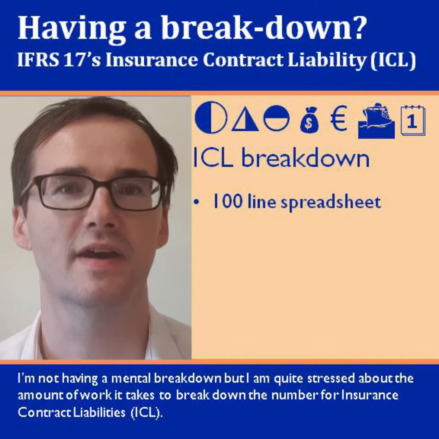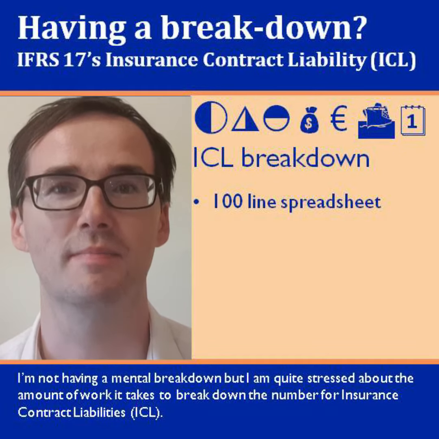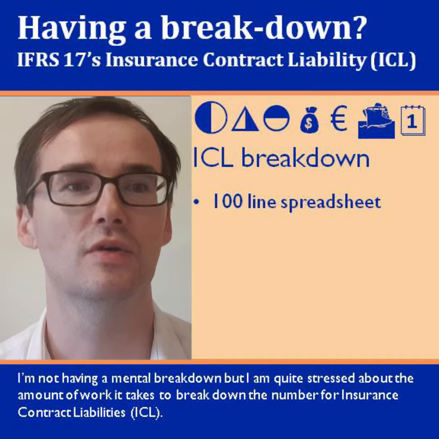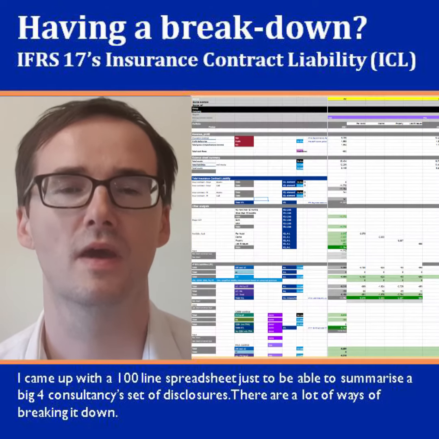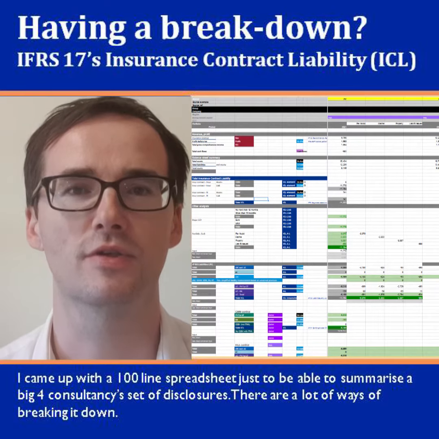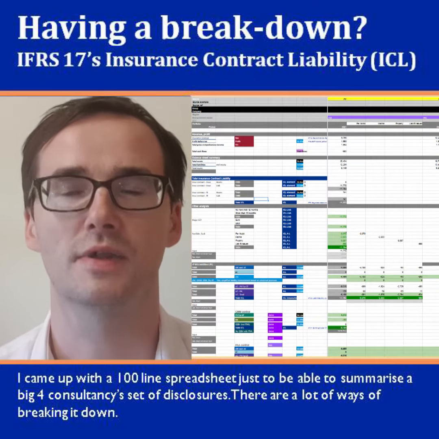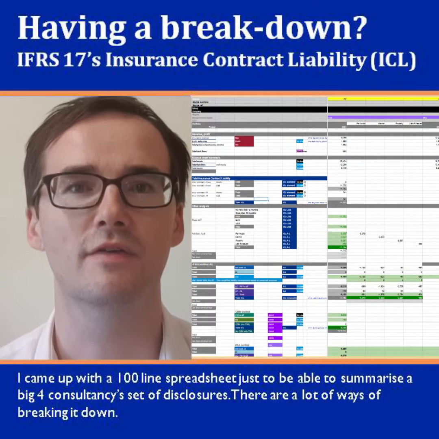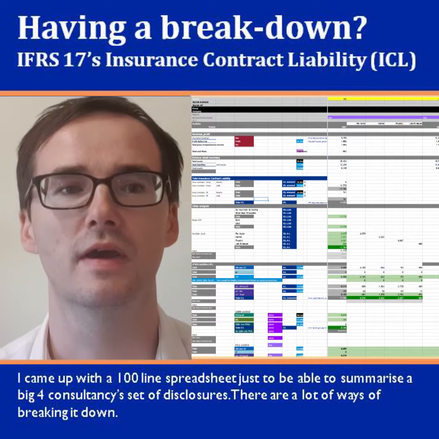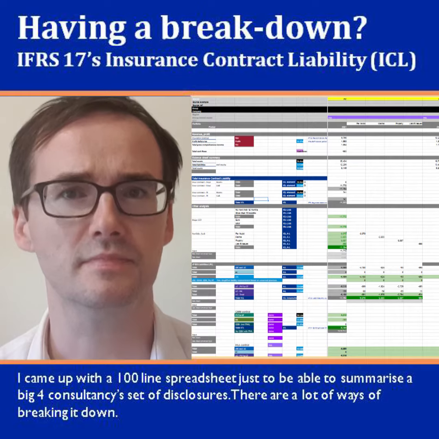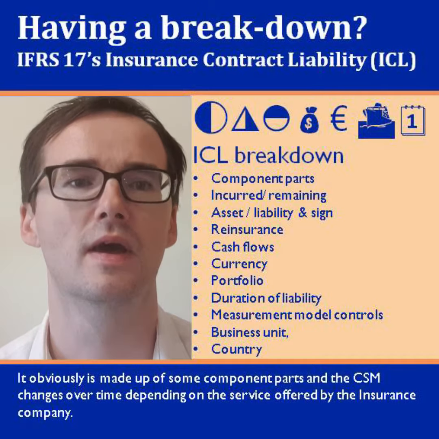I'm not having a mental breakdown, but I am quite stressed about the amount of work it takes to break down the number for insurance contract liabilities. I came up with a 100-line spreadsheet just to be able to summarize on a big four set of disclosures just around the ICL number. There are a lot of ways of breaking it down.